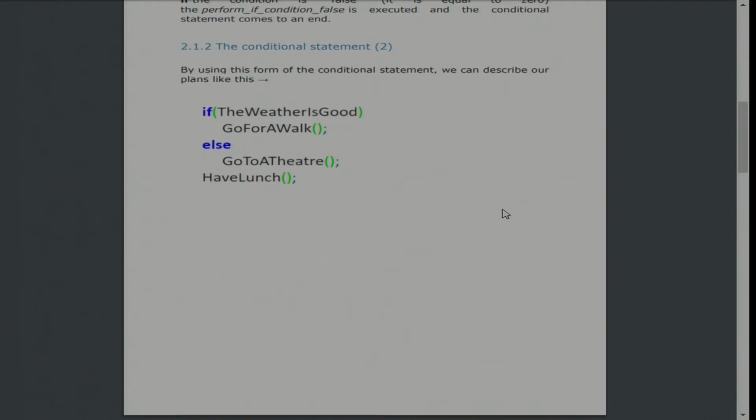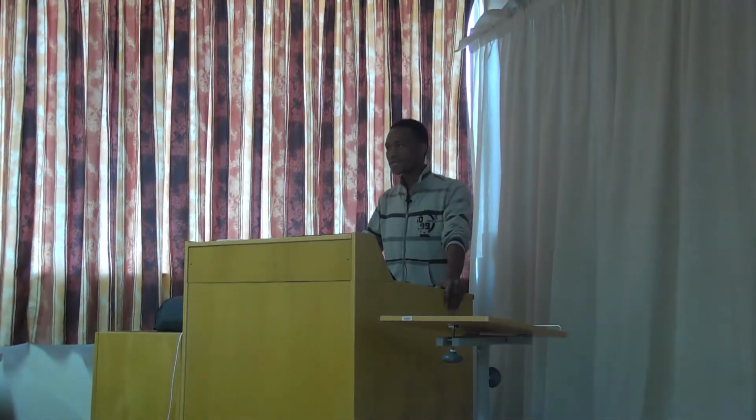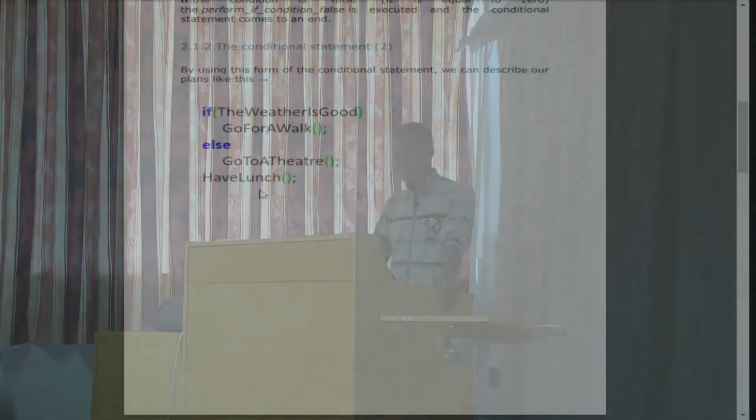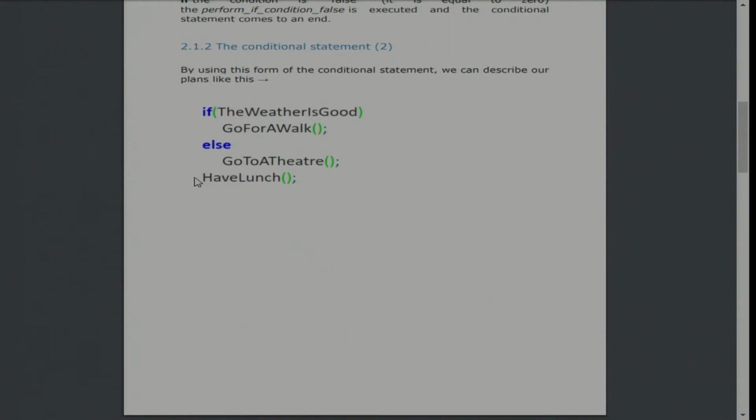So there's another example here. What will happen if the weather is good? If you look at this example here: go for a walk. What if it's not good? Go to a theater, watch a movie or something. But you see that last statement here, which is have lunch. That statement is outside of the if statement, so it doesn't depend on that condition, whether it's true or false. It will always be executed. It doesn't matter if the weather is good or bad. You're always going to have lunch.